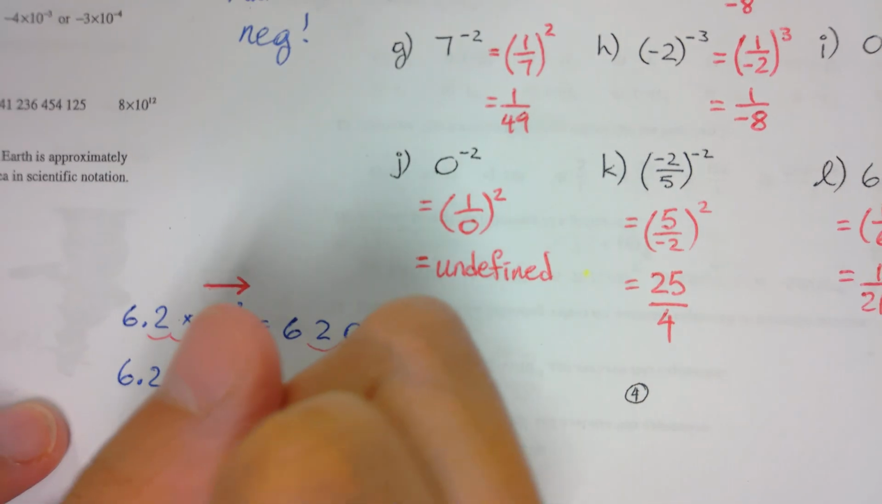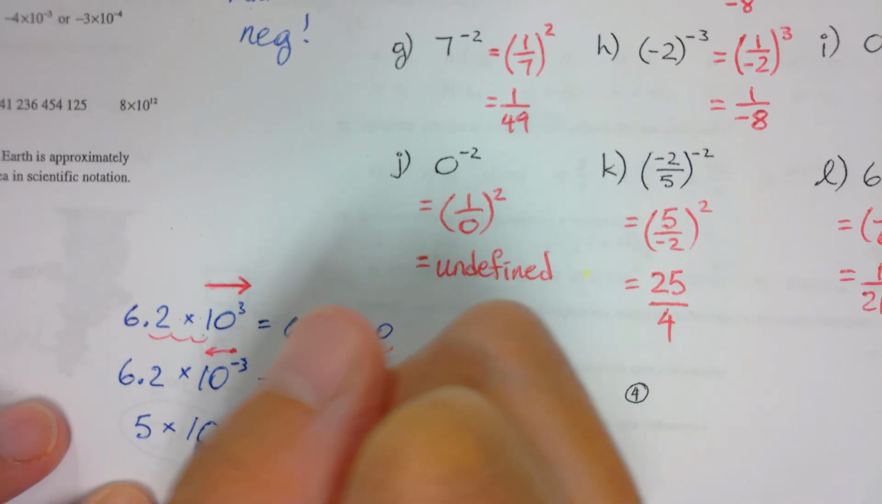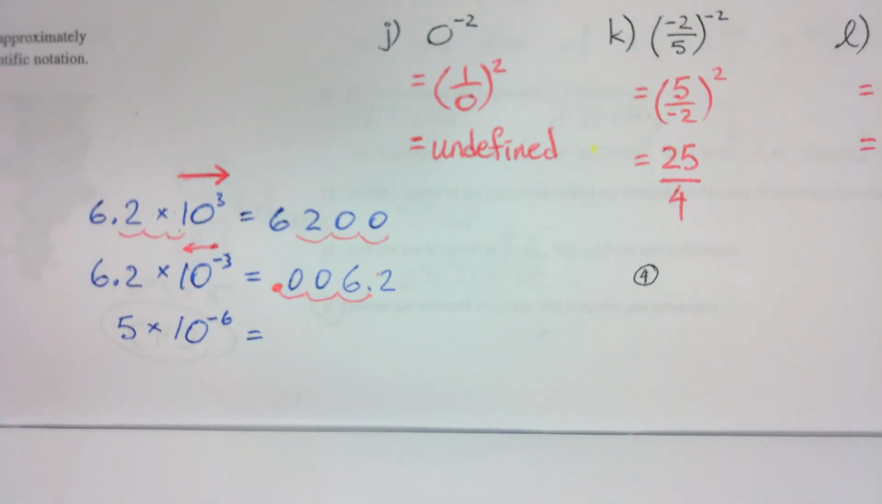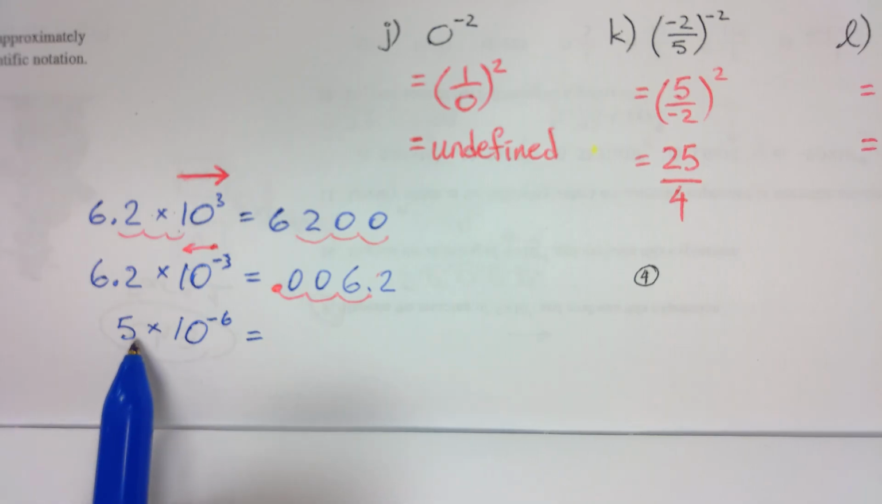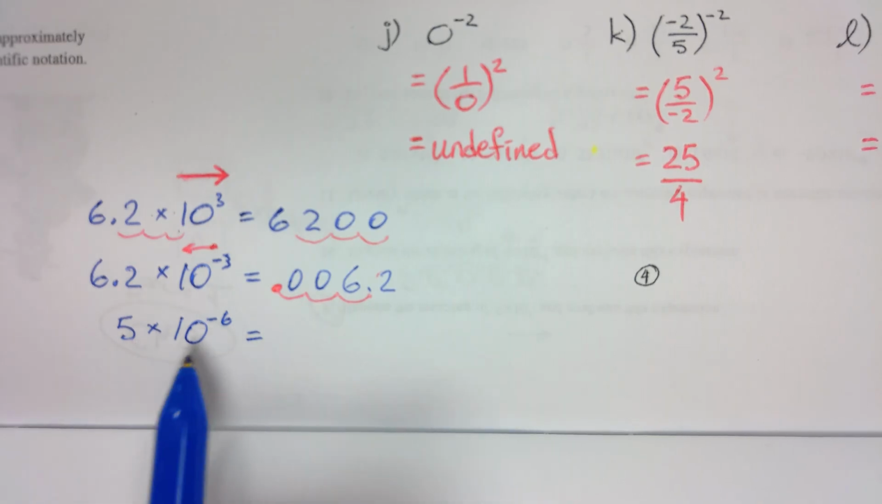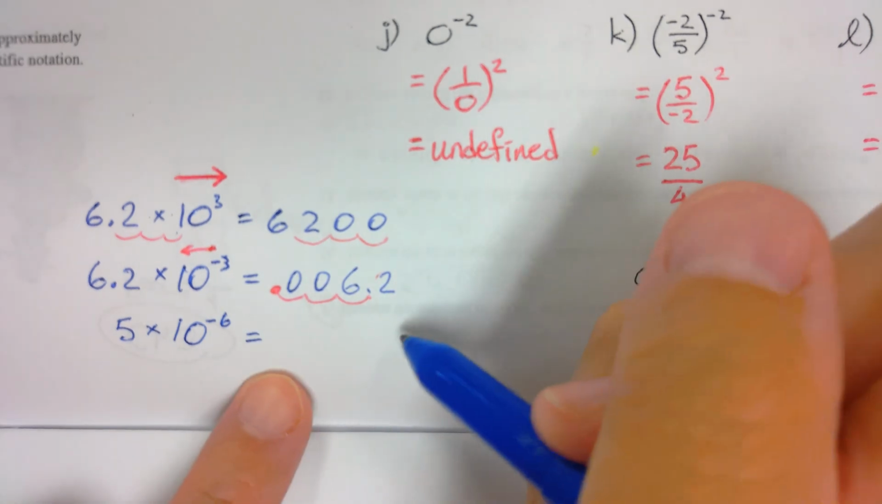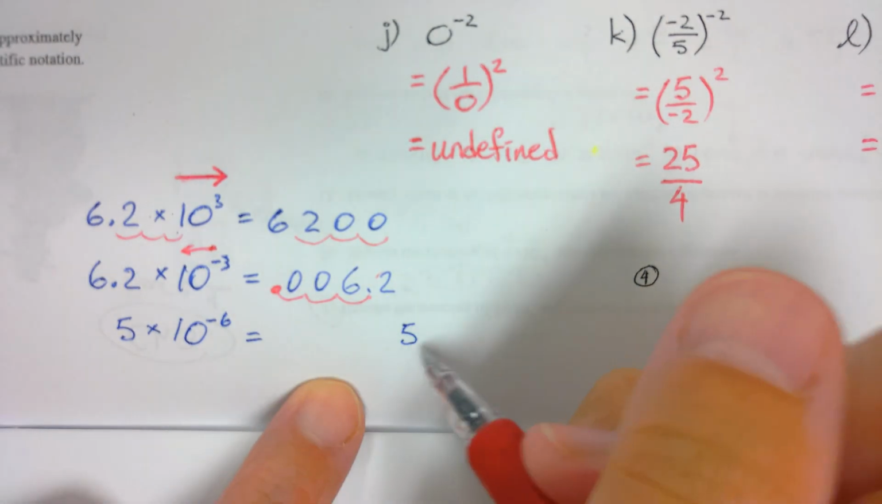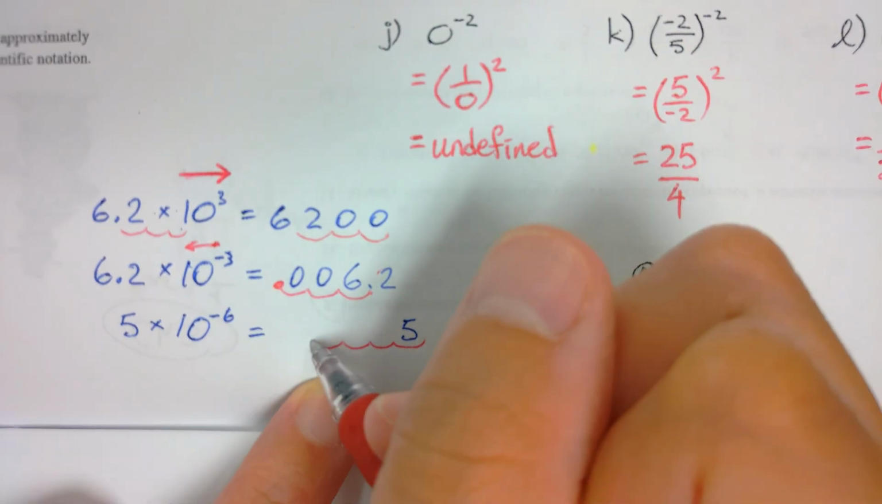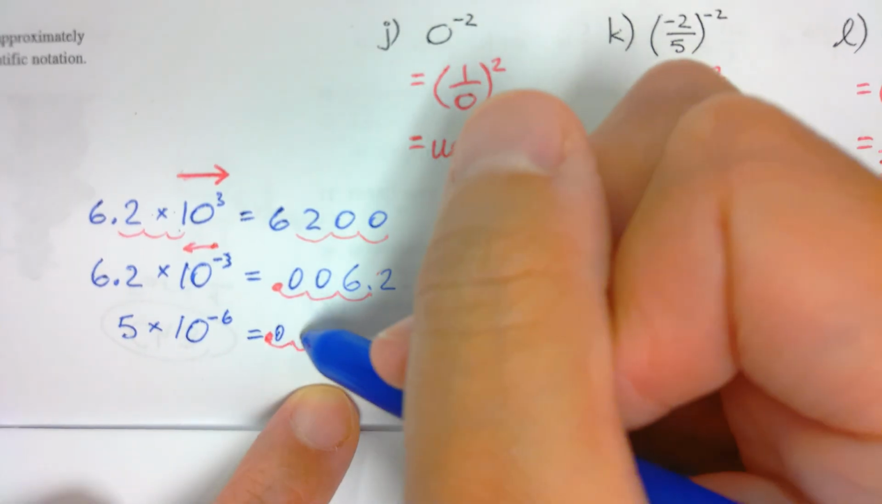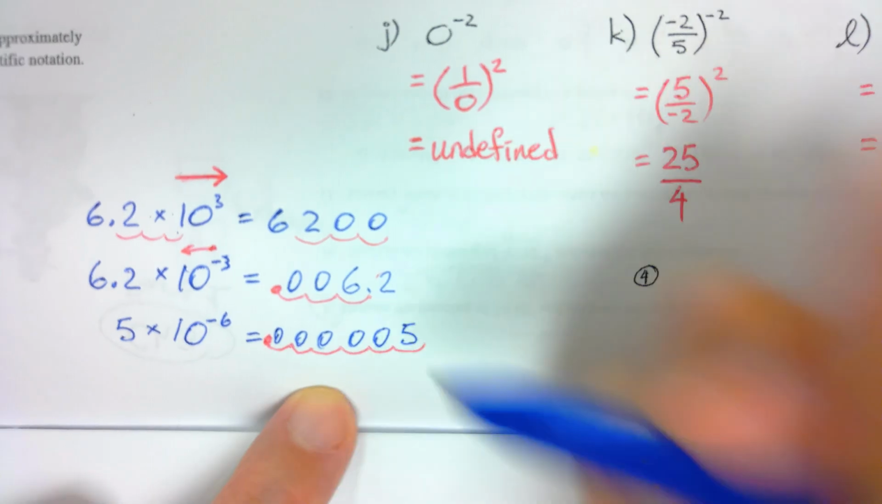Alright, what if it's 5 times 10 to the negative 6? Alright, I see no decimal right here. So where is my decimal? Yeah, behind it, right? So if I move this over, how many zeros will I have there? 5 of them. That's right, because I'm moving it 6 spaces. 1, 2, 3, 4, 5, 6. There's my new decimal. And then in between, I fill those spaces with zeros. So I have 5 of them.